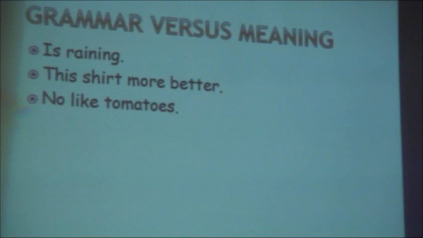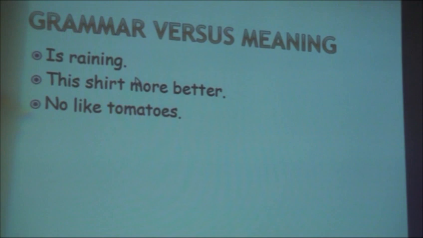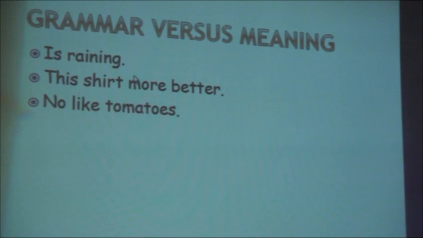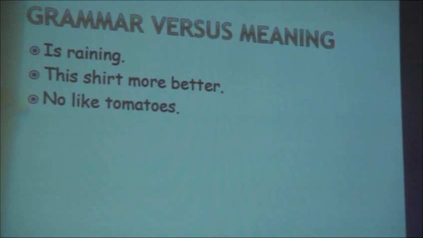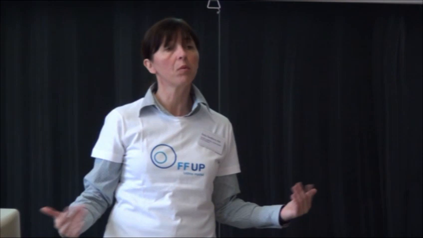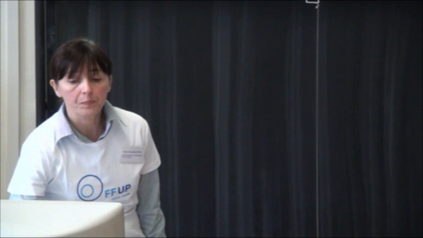Take non-native speakers of English who try to get by without much grammar. It's raining. Do you understand what I'm saying? Yeah. It's grammatically wrong, right? This shirt more better than that one, right? No like tomatoes. You understand those sentences, they have meaning in the right context, so you perfectly understand, even without context, right? So the meaning is there, the grammar is not. And the other way around, right?